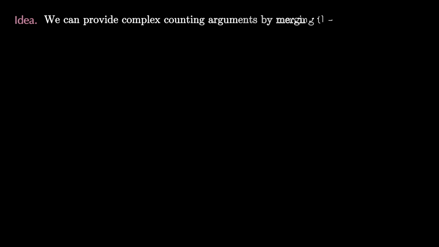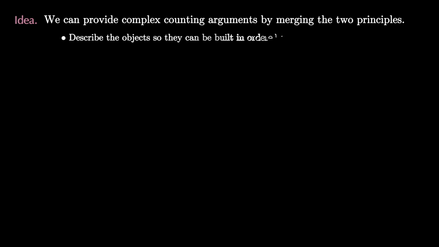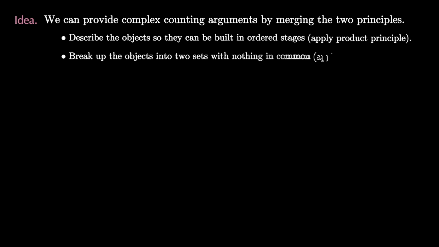Even though the sum and product principles may seem kind of elementary, they can actually be utilized to do some very powerful counting. The idea is that we can provide complex counting arguments by merging the 2 principles. We may describe the objects so they can be built in ordered stages and apply the product principle. We can break the objects into 2 sets with nothing in common and apply the sum principle.